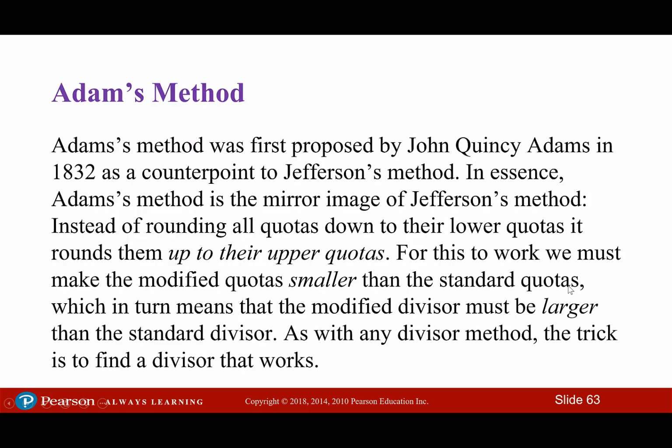First proposed in 1832, it was a counterpoint to the Jefferson method. Basically, instead of using the lower quotas, you're going to use the upper quotas. So exact same process, exact same things that you're going to be doing, just you're going to round up always. And that's it. There is your Adams method.